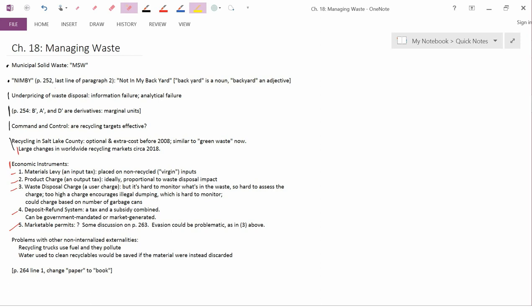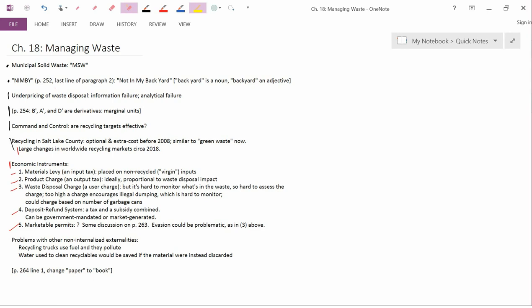The book says that in some places in the U.S., marketable permits are used to regulate municipal solid waste for the paper that newspapers are printed in. It's called newsprint. Also for used oil and for scrap tires. I'm not aware of any of those initiatives persisting to the present day.